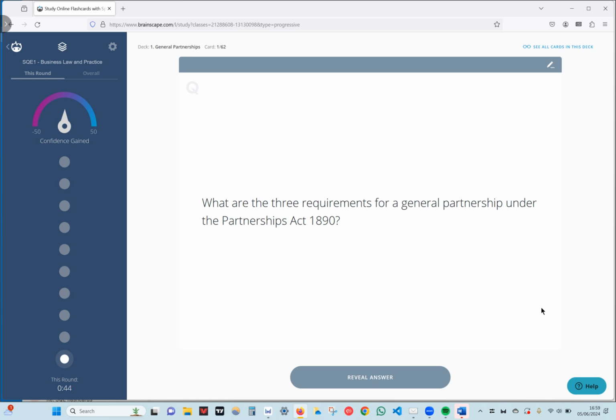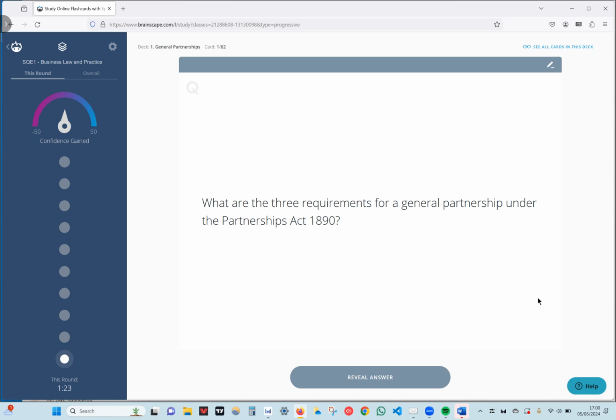So this is the first card of 62 in the general partnerships deck, and these decks are based off of the SQE syllabus as provided by the SRA, and using textbooks to extract the legal rules. Think about them like an SQE examiner would, to try and spot the nuance and extract the nuance from the legal rule to see how the various parts of the rule could be used to trip you up on an exam question.